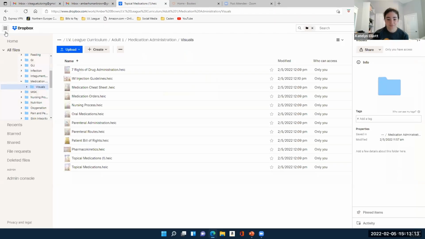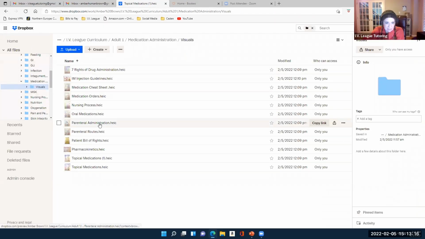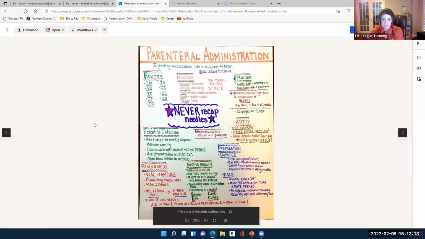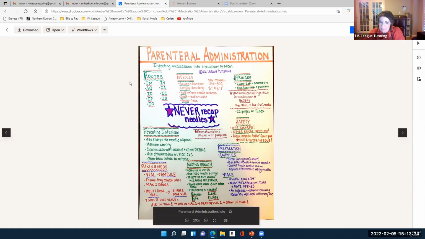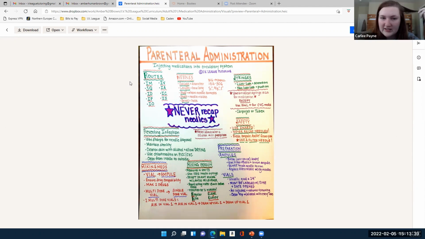Okay, let's see. All right, what does parenteral mean? Through the blood vessel. We're going into the blood supply, so this is giving a medication directly into some kind of blood supply. Okay, let's see if you know these. What's IM? Intramuscular. SQ? Subcutaneous. ID? Intradermal. IP? Intraperitoneal.